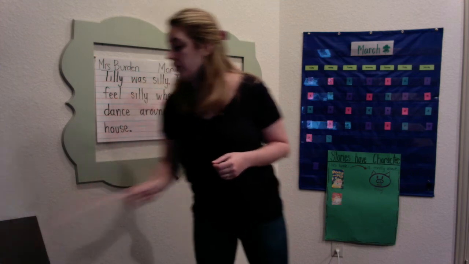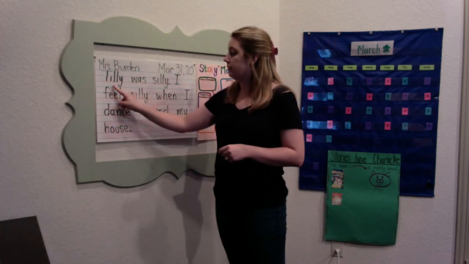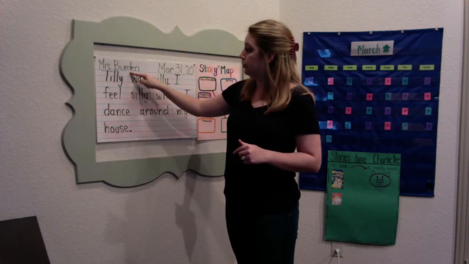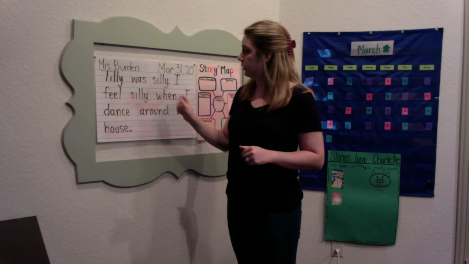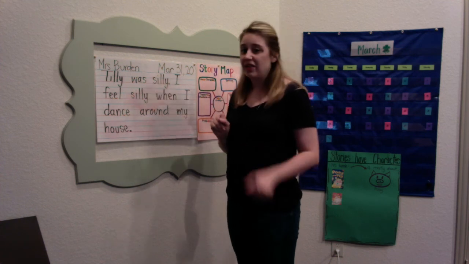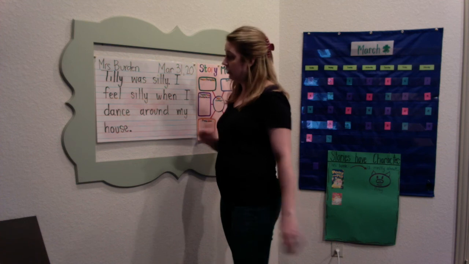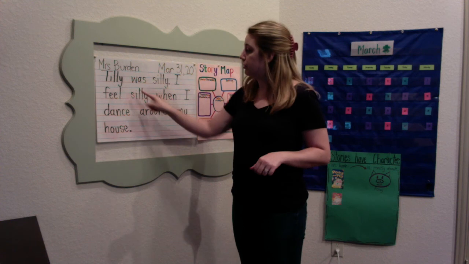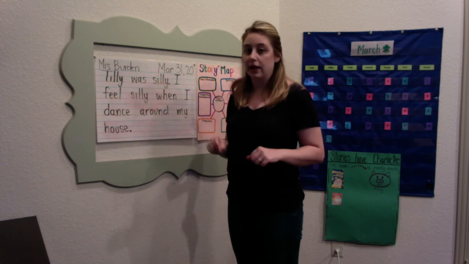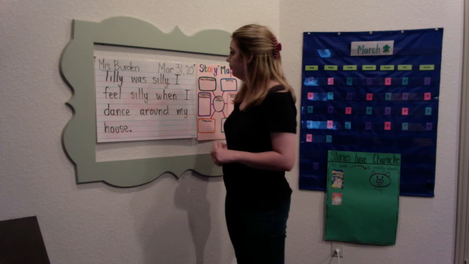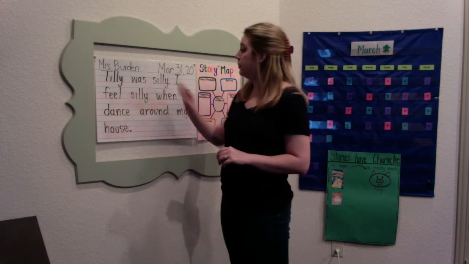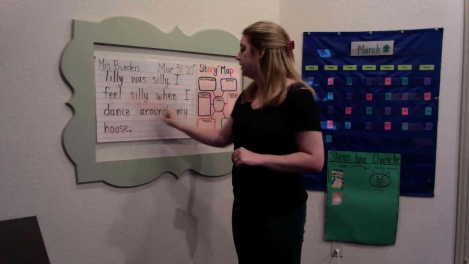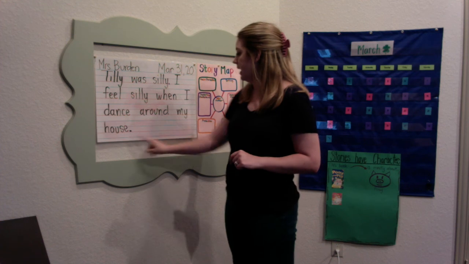Boys and girls, I want you to notice that when I was writing my letters that are tall letters, they go all the way up to the blue line. My small letters, they go to the dotted line. And then some letters, remember, have a tail, like my Y, it drops down past the red line. So I want you to really focus on the way that you're making your letters. Try to make them correctly. All right, I'm going to reread this journal entry. Tilly was silly. I feel silly when I dance around my house.